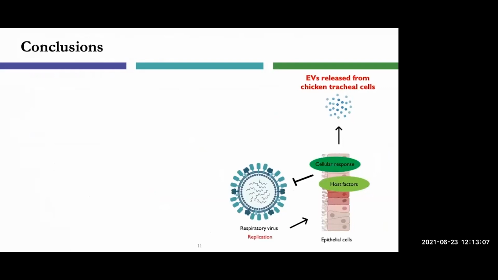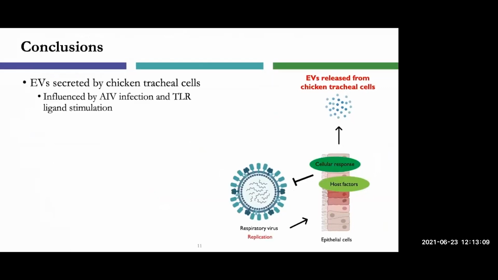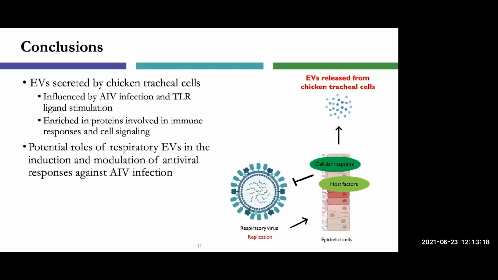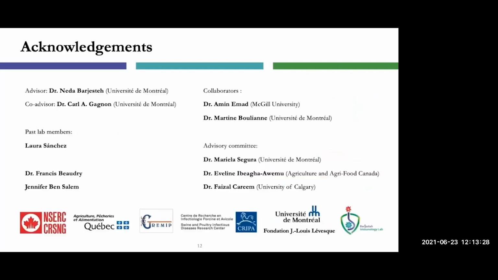So to conclude, we show that EVs released from chicken tracheal cells are influenced by AIV infection or TLR ligand stimulation, and that these EVs are enriched in proteins involved in immune responses and cell signaling. Overall, this gives us a view of what happens in these EVs in infection, but we can also see a potential role for EVs in the induction and modulation of antiviral responses against AIV infection.